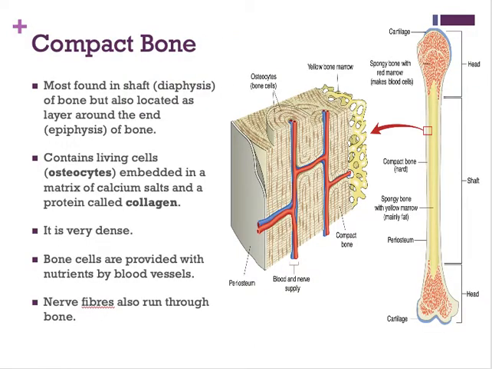Now, what is this compact bone that I was talking of? It's mostly found in the diaphysis, or the shaft of the bone, but also in a little layer around the epiphysis at the top and the bottom ends of the bone. It has living cells in it, and they're in a matrix of calcium and a protein called collagen. It's very densely packed, and the bone cells there are getting nutrients from the blood vessels, and you'll also have some nerve fibres running through it. You don't need to know this diagram over here on the right.